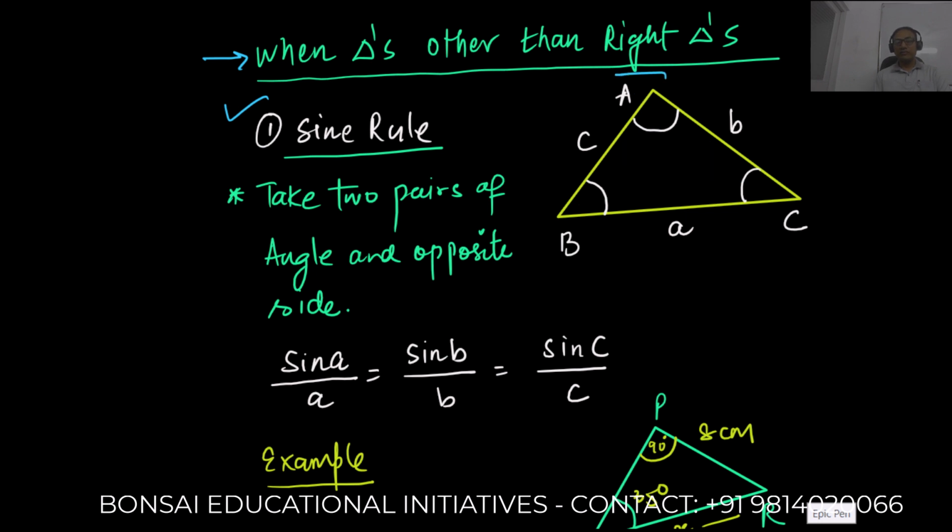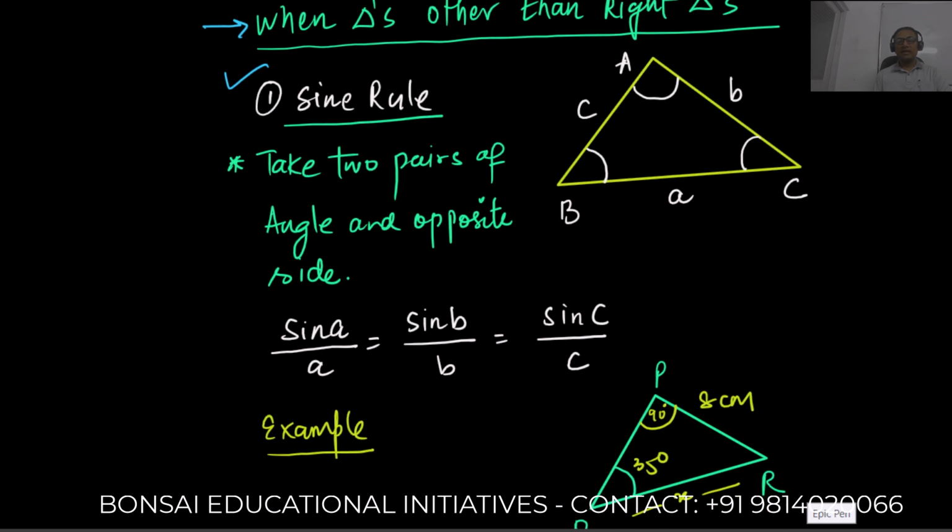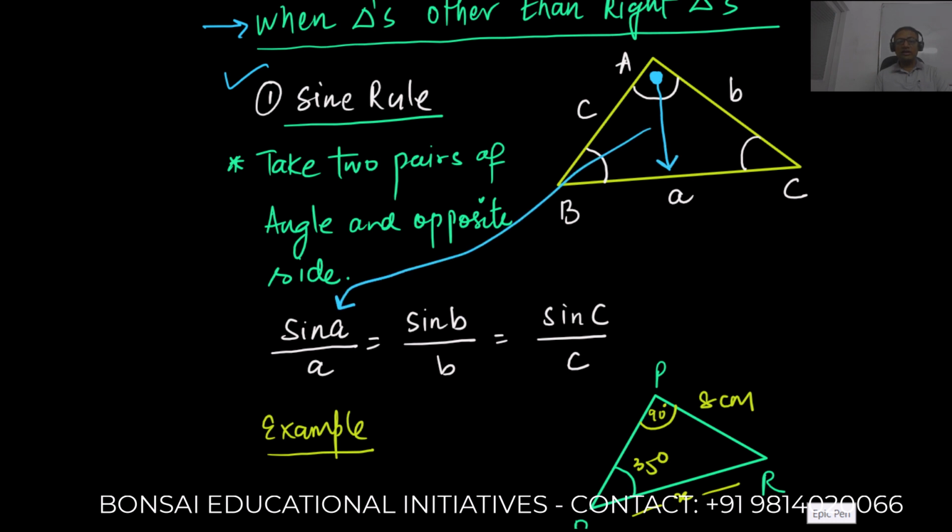For example, I have this pair, and on the other hand I have this pair. In these two pairs, if something is missing, that can be found using the sine rule. I'll solve an example for you. First, what is the equation in the sine rule? Sine of A upon the opposite side a.